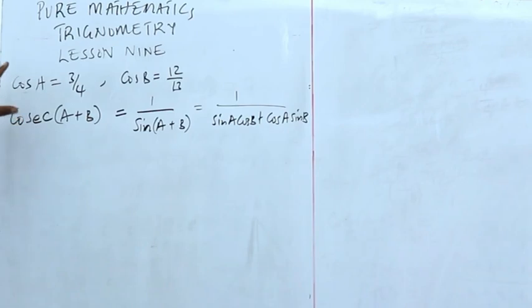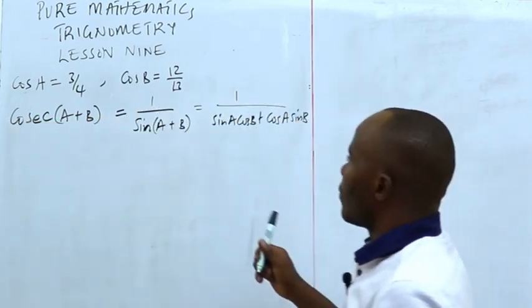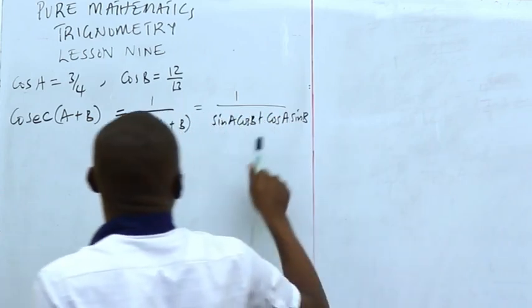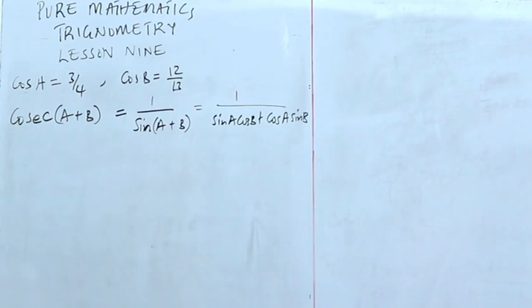Now check and see what do we have and what don't we have. Okay? What do we have? What don't we have? We have cos B, we have cos A. Do we have sine A? No. Can we get it? Yes. From here.